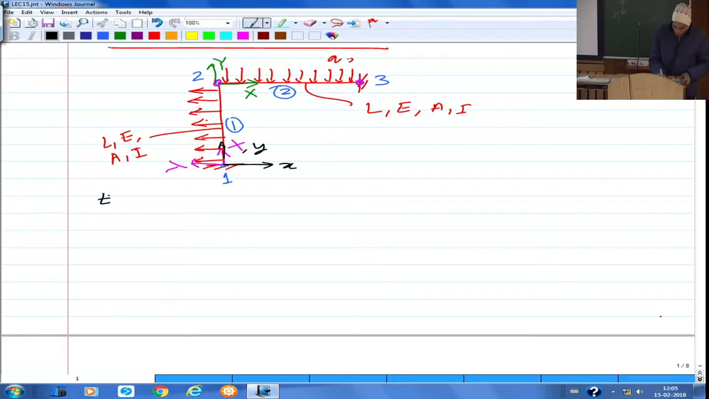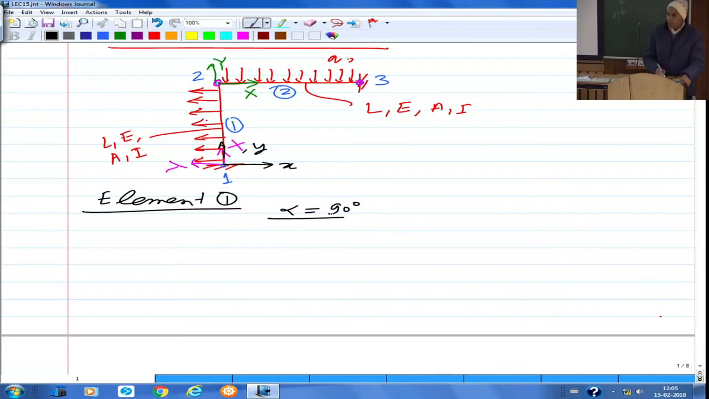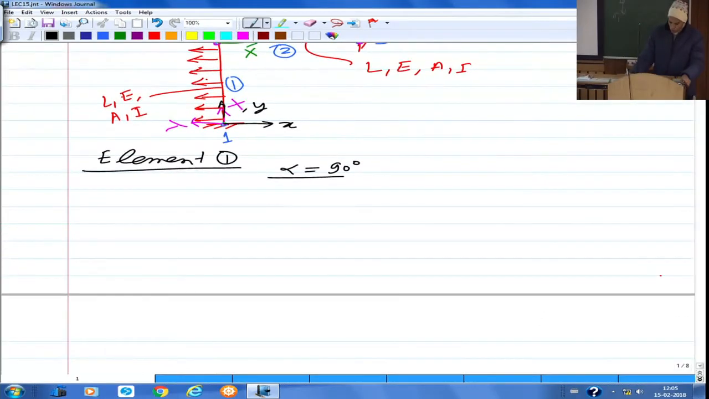So let us look at element number 1. When you look at element number 1, what is the angle between global x and local x? 90 degrees. So alpha, for the first element, is 90 degrees. So what would be the transformation matrix for the first element? Only you are going to put in the value of alpha.